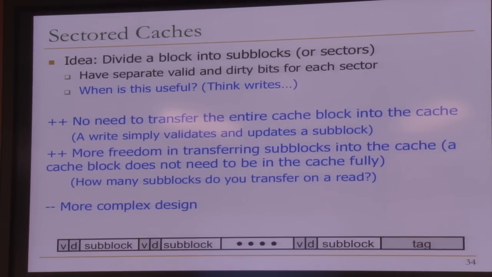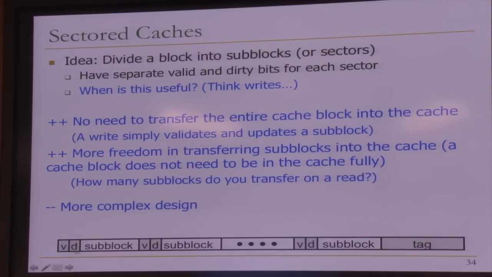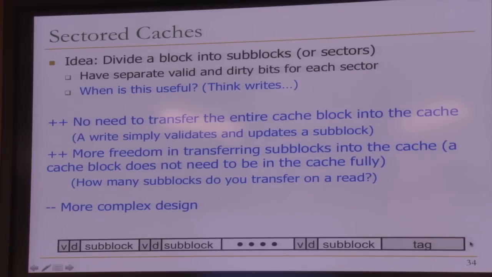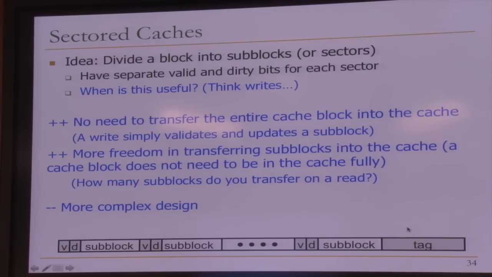The downside is a more complex design. Complexity comes from the fact that if you have 8-byte subblocks in a 64-byte block, you've increased your valid and dirty bit size by 8x. But you have not increased your tag size. That's the upside here. That's the difference between smaller blocks and a sectored cache. The alternative could be to make your blocks smaller. If you make your blocks smaller, your tag size becomes larger. But here, really, we're having a single block.